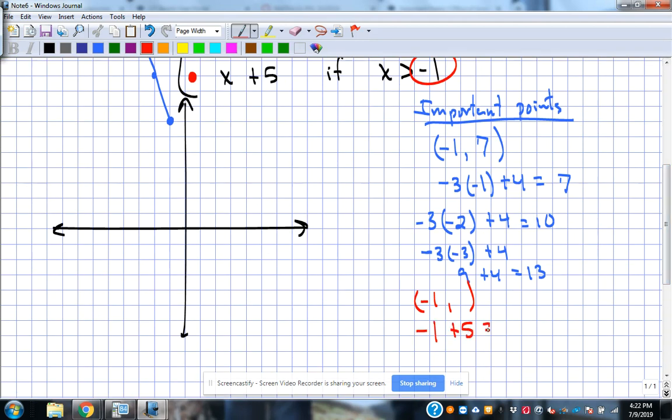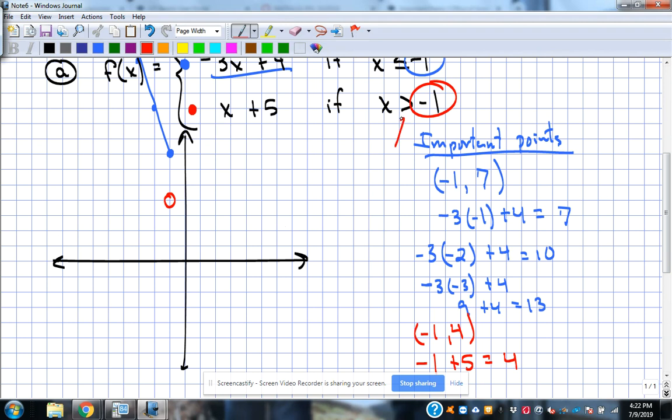Negative 1 plus 5 would be 4. So at negative 1, positive 4, 1, 2, 3, 4, I'm going to put an open circle because that inequality doesn't have the equal to mark right there. And then I'm going to graph that for all the x's that are greater than negative 1. So that means I'm going to the right of that. And the slope is up 1 over 1 because there's a 1 in front of x there. And that means it goes this way.